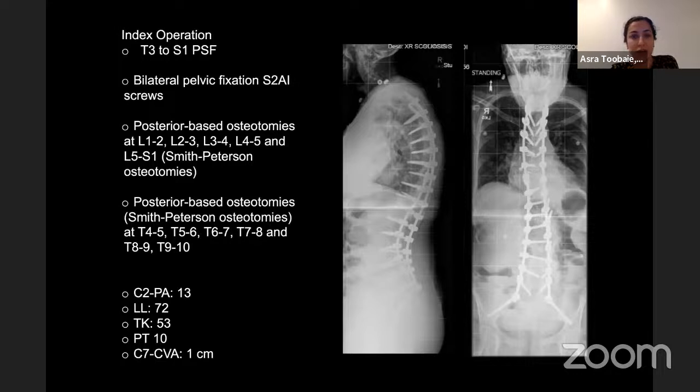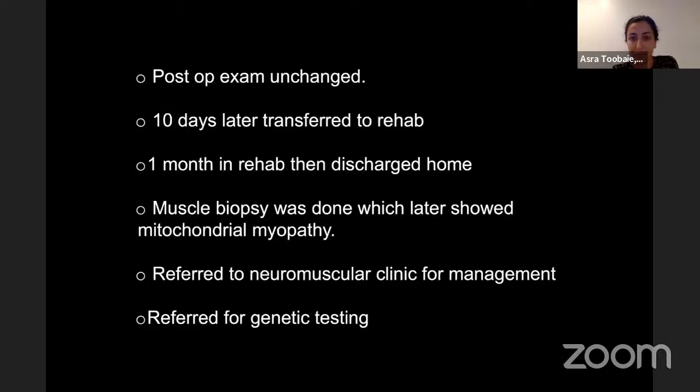So she underwent T3 to pelvis fusion with type 2 osteotomies in lumbar and thoracic spine, and these are the results with improvement of alignment. Her exam was unchanged. She was doing quite well. Muscle biopsy showed a mitochondrial myopathy. Patient was referred to neuromuscular clinic as well as genetic testing for further management.